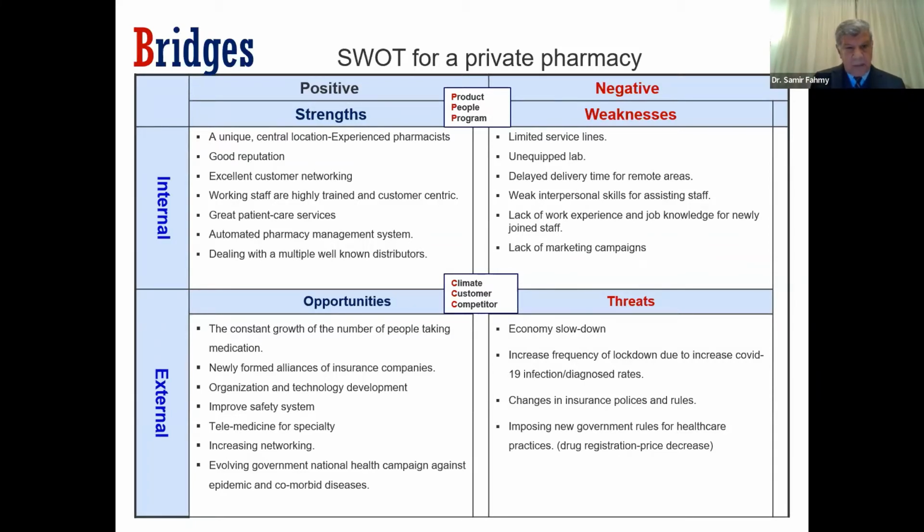Automated pharmacy management system, dealing with multiple well-known distributors. That means they can purchase the medicine from everywhere they can reach. That means that the pharmacy will have plenty of drugs. All the diversified needs will be covered through the availability of all products.